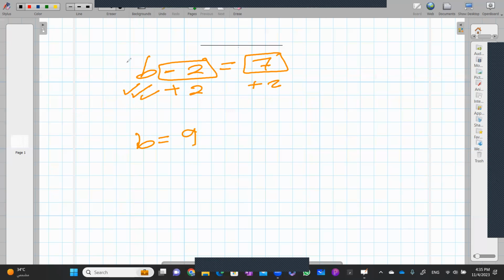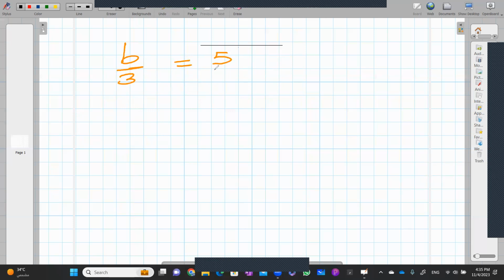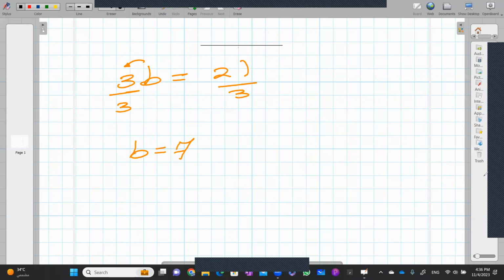If I have b over 3 equals 5, how can I solve? B over 3 means b divided by 3. The opposite of division is multiplication. Then I multiply by 3 here and there. Then b equals 15, 5 times 3. If I have 3b equals 21, how can I do the opposite? 3 times b, the opposite is divide. Divide the number with the variable. Then divide by 3, and b will be 7.